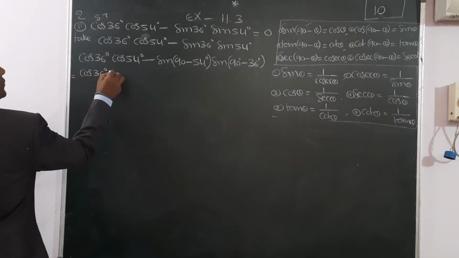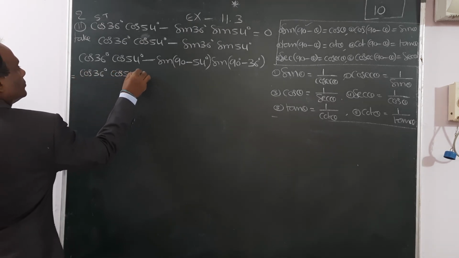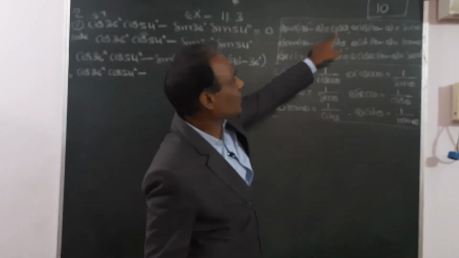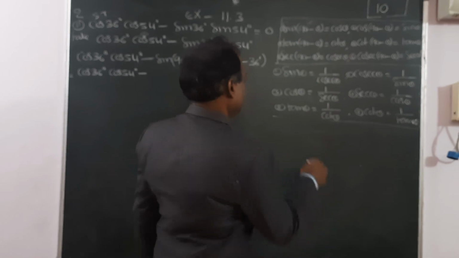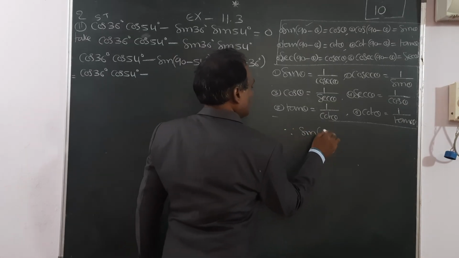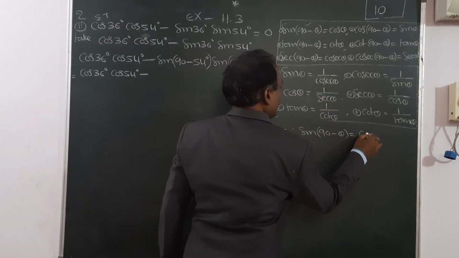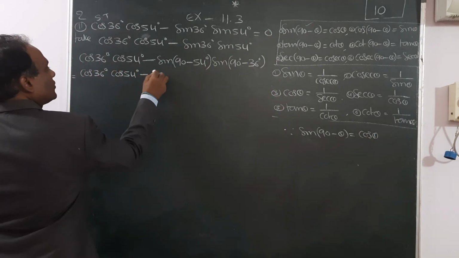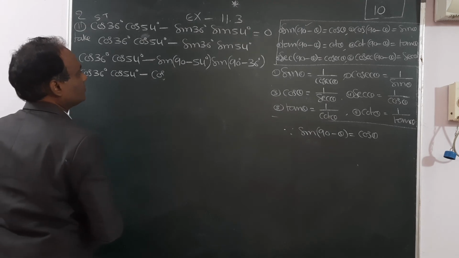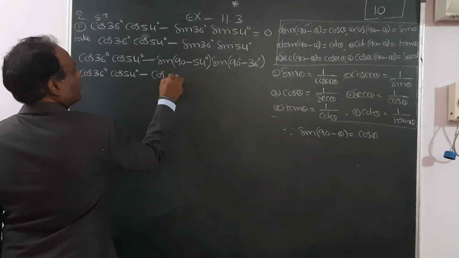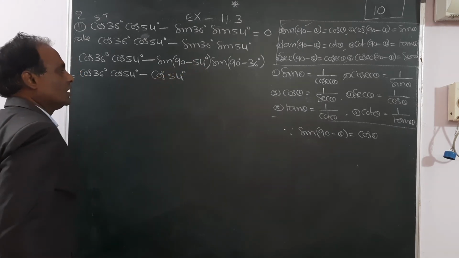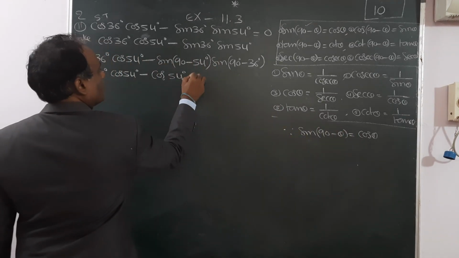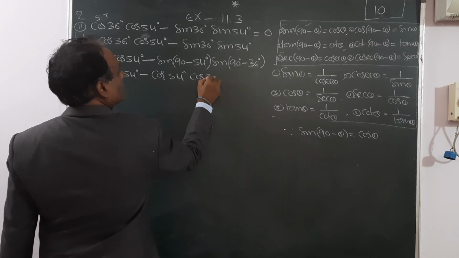For 90 degrees, sine changes to cos. Sin of 90 minus theta is cos theta. For 90 degrees, sine changes to cos of, what is the angle? 54. Here also, 90 degrees, sine changes to cos of, what is the angle? 36 degrees.